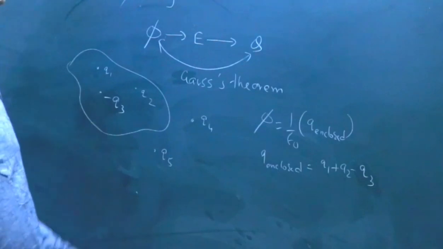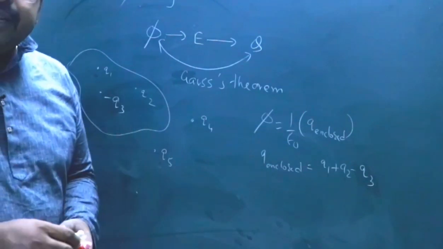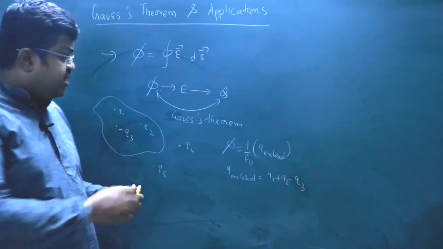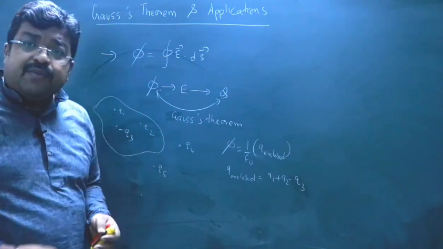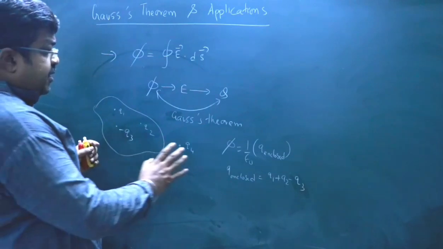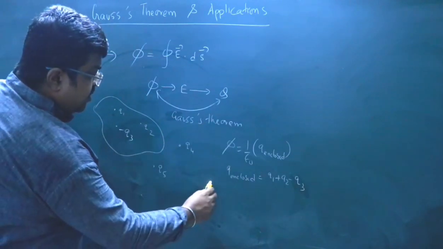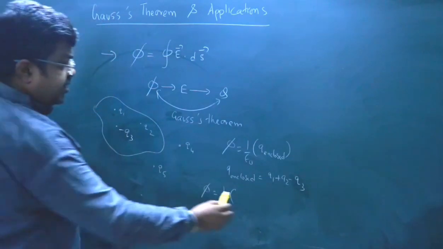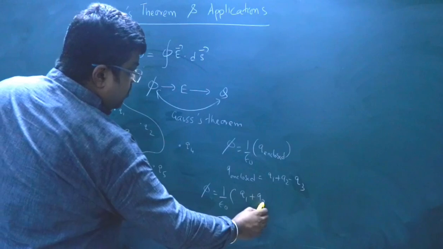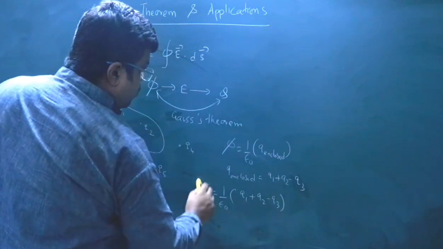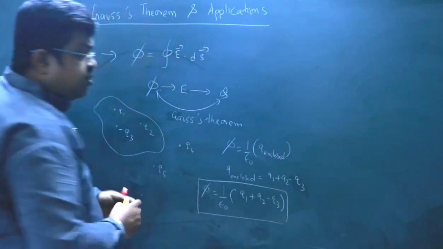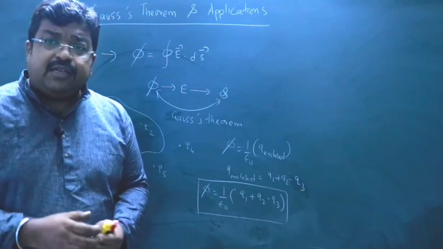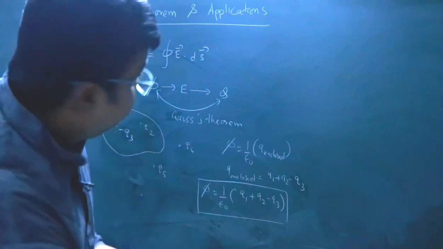So while adding the charges, you need to consider their sign, but the outside charges will not contribute to the flux through this surface. So here the flux through this surface will be 1 by epsilon naught times, for this particular case, q1 plus q2 minus q3. So this is our Gauss's theorem. Now let us first verify it.